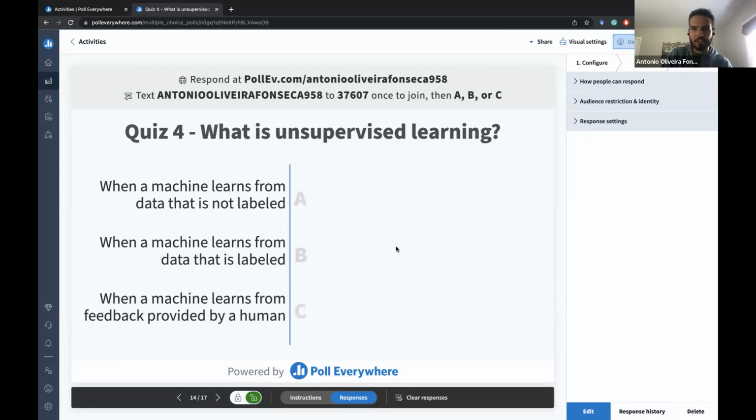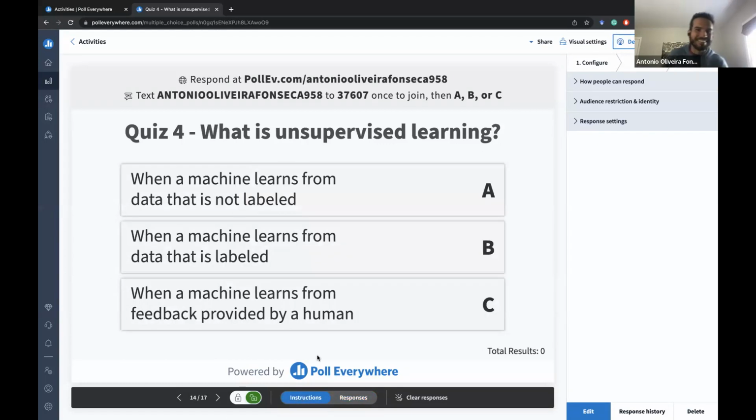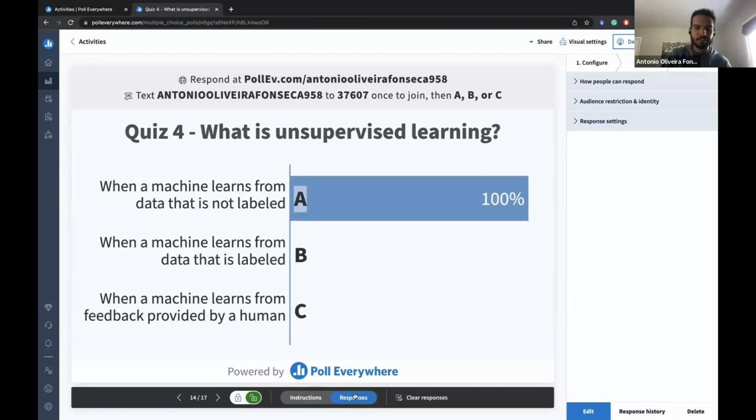I kind of answered that already, but please go ahead on this one. What is unsupervised learning? Okay, it meets the threshold. So when the machine learns from data that's not labeled. I see that someone voted for B, then changed their mind. Okay, so no need to address this one. Is that clear for everyone? If there is no label involved, we call that unsupervised learning.